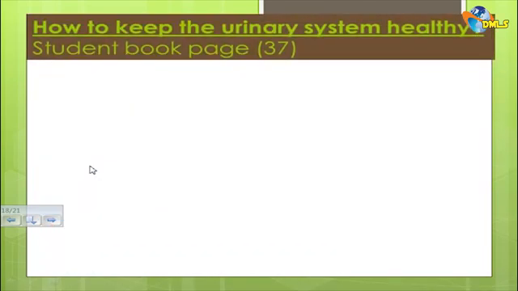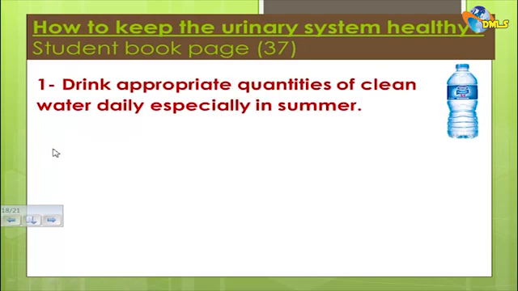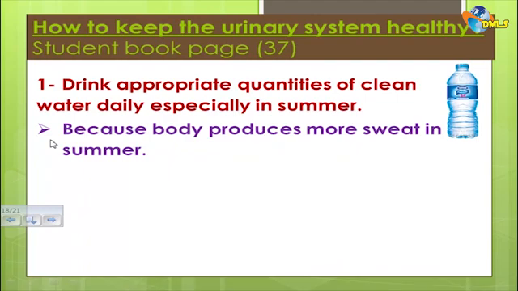How to keep your urinary system healthy? Open your student book, page 37, please. Can you read the last paragraph with me? Number 1, to keep the urinary system healthy, we should drink appropriate quantities of clean water daily, especially in summer. Why do we do this? Because the body produces more sweat in summer. You can write it in your paragraph.